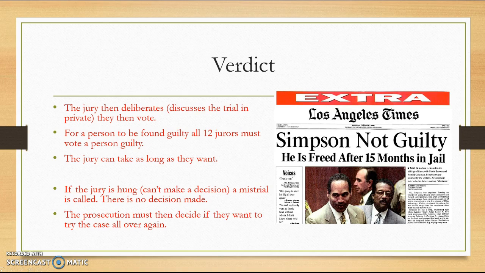For a person to be found guilty, all 12 jurors must vote a person guilty. It has to be unanimous. And the jury can take as long as they want to fight about this. They can go for hours, they can go for days. If they can't make up their mind, it's called a hung jury, and a mistrial is called. That means there's no decision made. In the case of a mistrial, the prosecution has to decide if they want to try the case all over again or just stop and let the person go free.